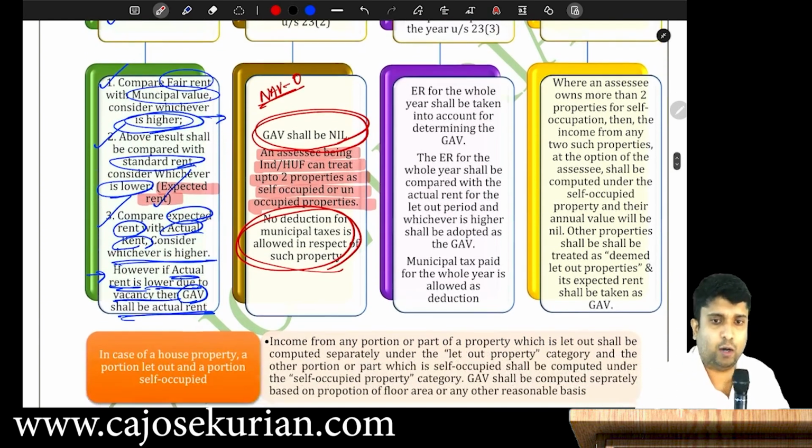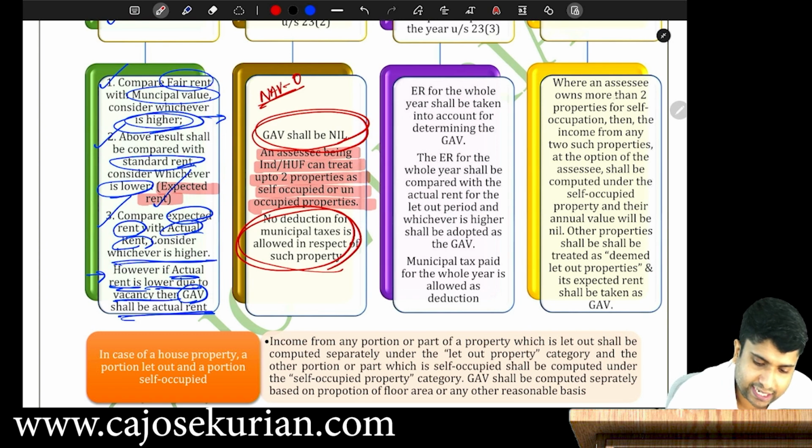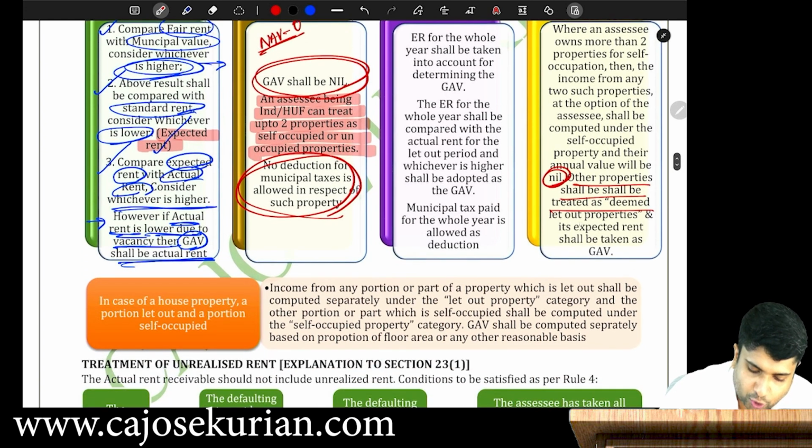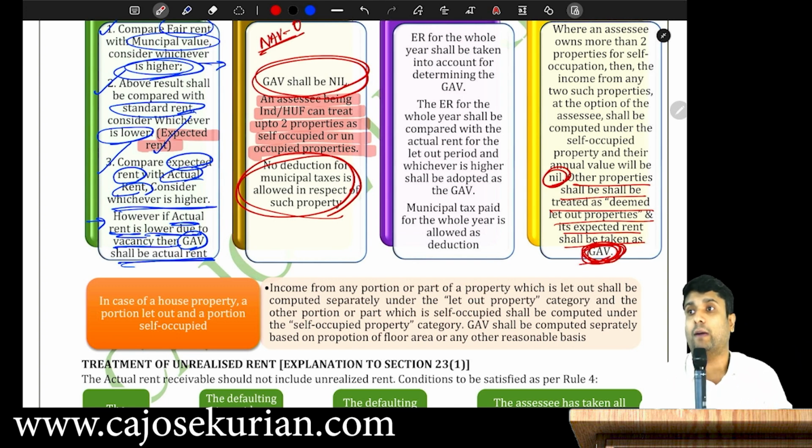Now let's understand how you value the GAV of a deemed let out property. If an assessee owns more than two properties for self-occupation, then the income from any two such properties, at the option of the assessee, shall be computed under self-occupied property and their annual value will be nil. Other properties shall be treated as deemed let out property and its expected rent shall be the GAV.